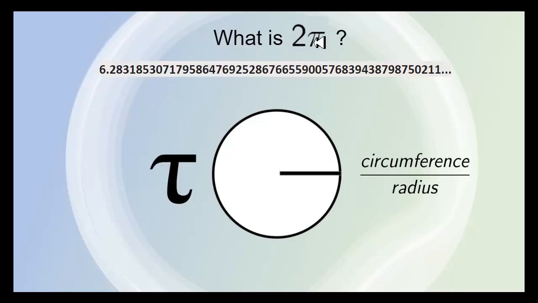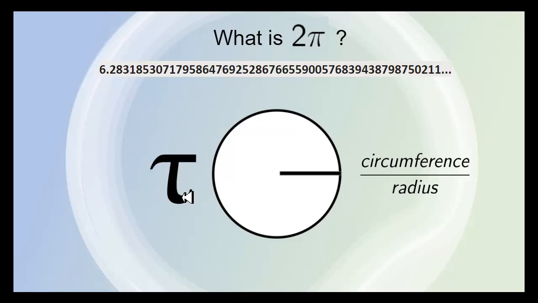Okay, so what is 2 pi? Well, 2 pi is the circumference of a circle divided by the radius of the circle. When you take the circumference of the circle and divide that by the radius of the circle, you get 2 pi.